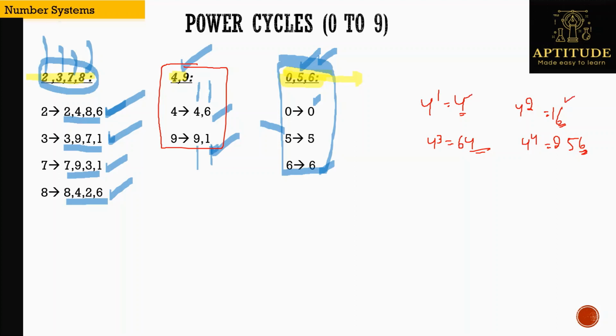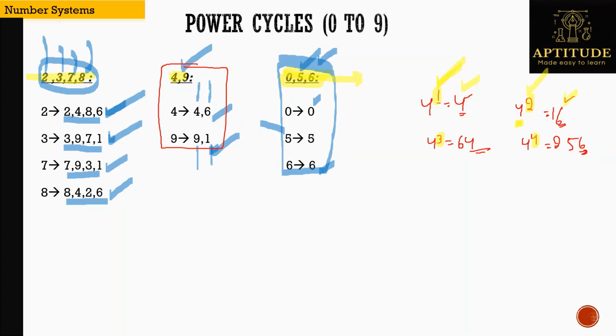So from this I can frame a logic here. Observe powers. If you observe the power values, these are odd powers, and these are even powers. Which means I can say that if I have odd values in the power for 4, it always ends with 4. If I have even values in the power for 4, it always ends with 6.